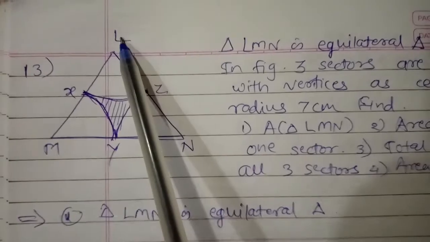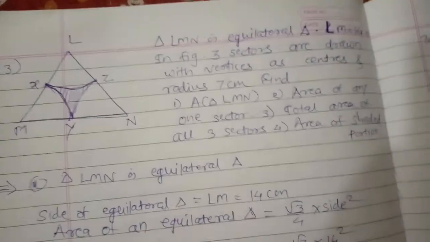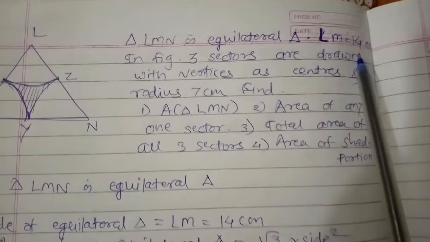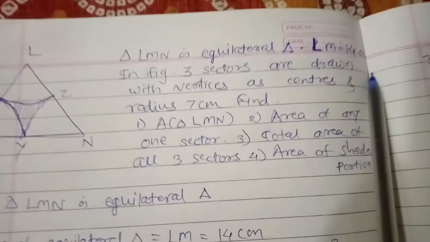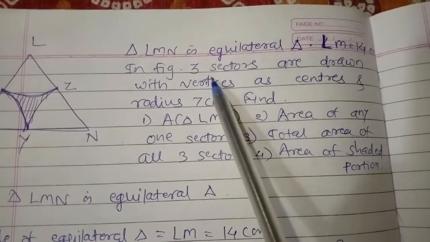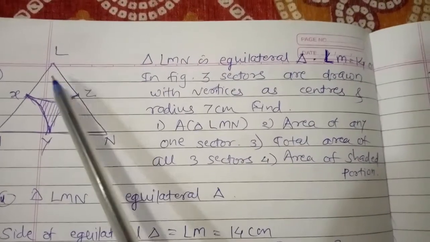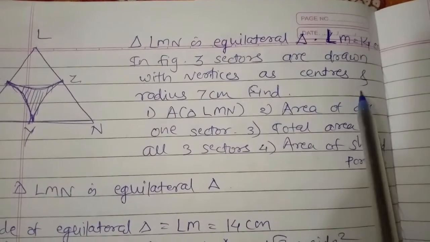Now the next example, example number 13. Here you are given the figure, that is equilateral triangle LMN, and you are given the 3 sectors here. See the example. Triangle LMN is the equilateral triangle. LM, see here the side of the equilateral triangle, is given, that is 14 centimeter, and in the figure 3 sectors are drawn. See here, this one is the first sector, this is second, and this is third one. Are drawn with the vertices as a center.